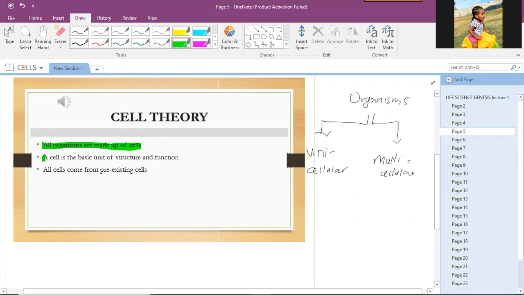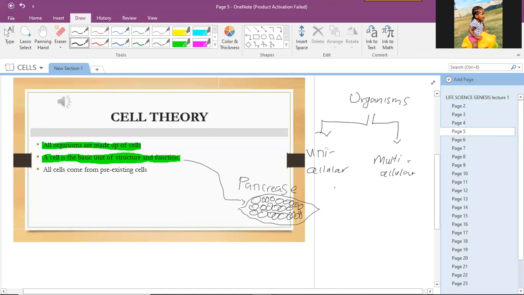Then a cell is the basic unit of structure and function. Remember, in the introductory video for biology, I told you in biology we're looking at structure and we're also looking at function. So in the future, we're going to realize that different types of cells can come together like so to form a tissue. Imagine the different types of cells that make up this tissue.